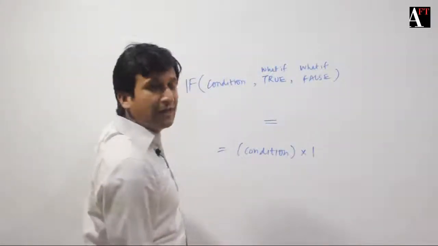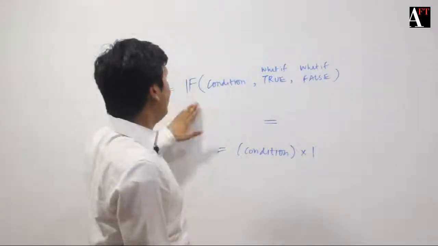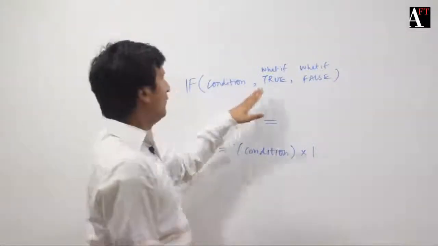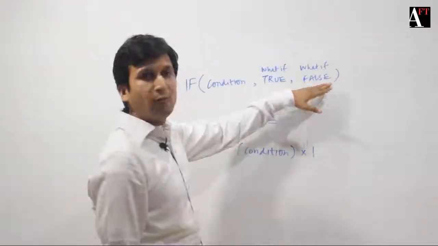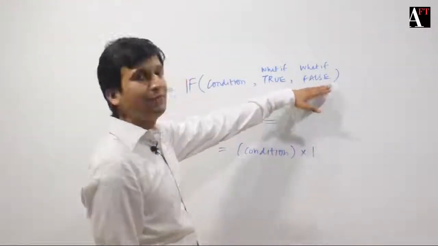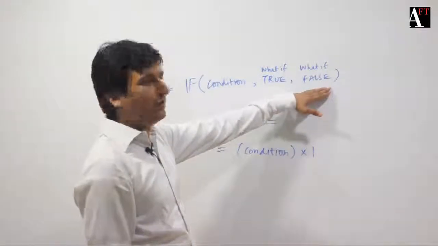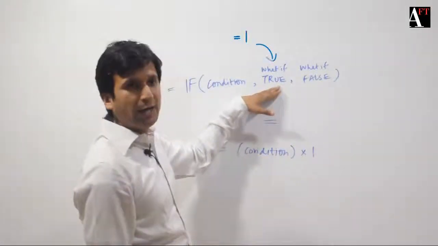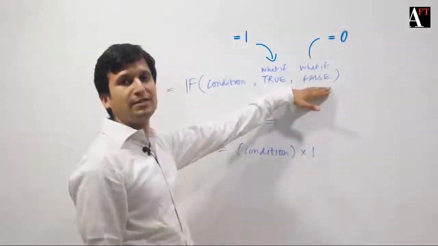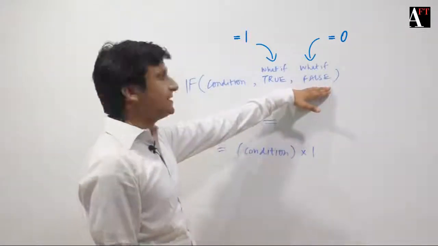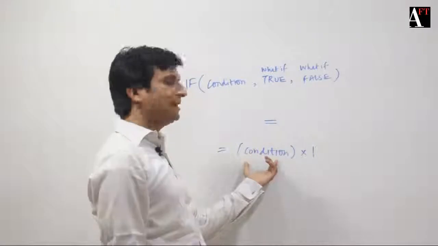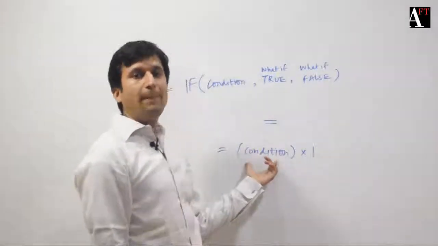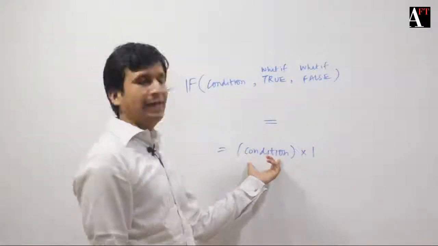Here is an if calculation, which is if condition, what if the condition is true, and what result do we want if the condition is false. Now this is nothing but 1 and this is nothing but 0. The same result we can get by writing the condition inside a parenthesis or a closed bracket.